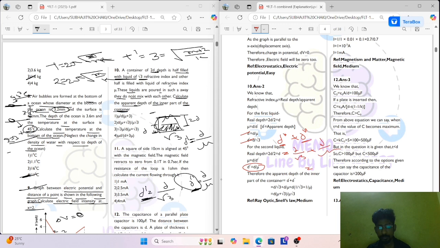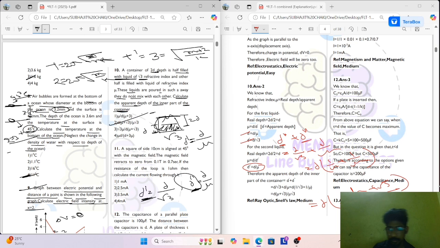Now take common 1 by root 3 plus 1 by mu. So what we get is d into (mu plus root 3) divided by mu root 3. Option number 2 will be the correct option.